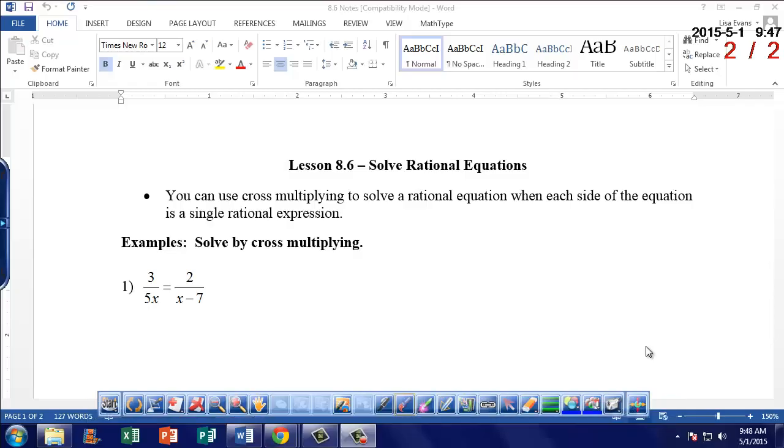Hello, today we're doing lesson 8.6. We're going to solve rational equations. There's two ways to solve rational equations depending on what you are given, so we're going to start with the way it's a little bit easier.